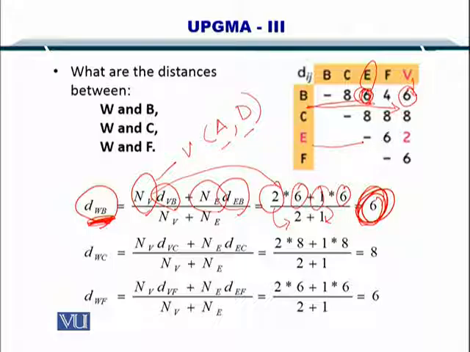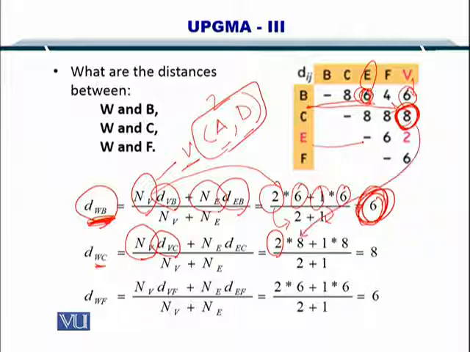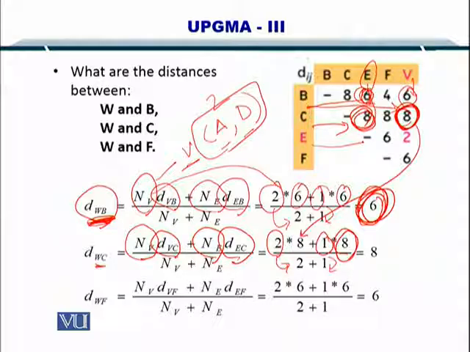So similarly, you compute the distance between W and C. So number of sequences in V are 2, because you have A and D here, so you have 2. Distance between V and C is 8, so it comes here. The sequences in E are only 1, and the distance between E and C is 8. Of course, you divide it by the sum of the number of sequences, so that is 3 in all, 2 plus 1, and the distance between W and C comes out to be 8. Similarly, you can compute the distance between W and F.